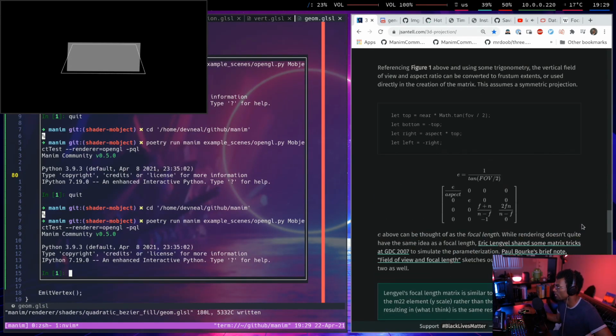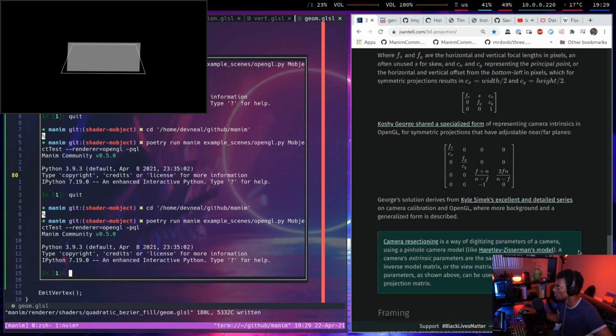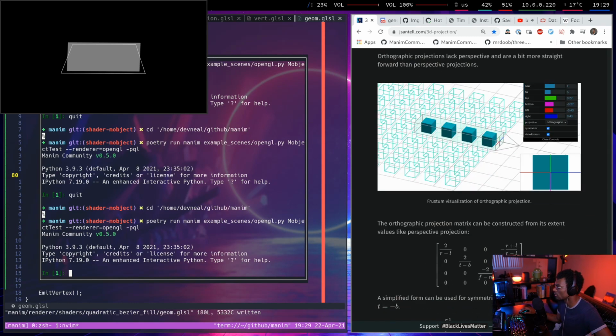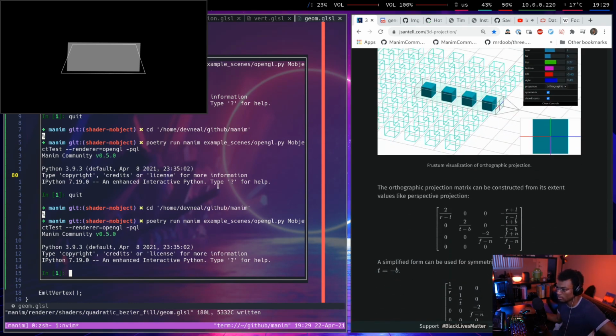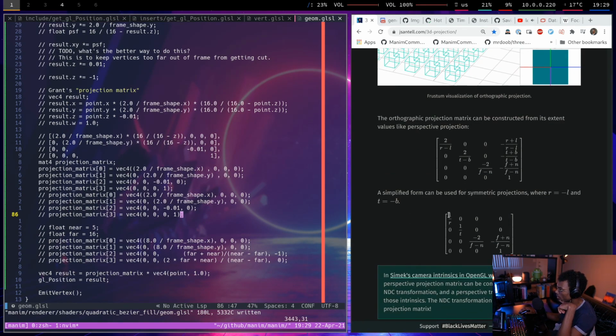If I can find an orthographic matrix, or the formula for one. Here it is, orthographic projection. So the matrix I'm using now, okay, 1 over r, 1 over t, this, and then a 1. That actually seems pretty different from what's happening here. Well, maybe not terribly different.